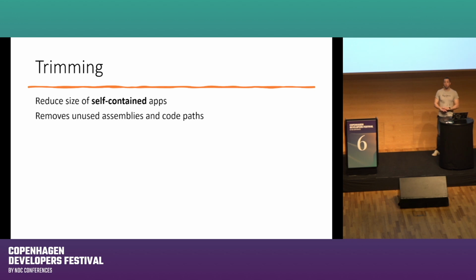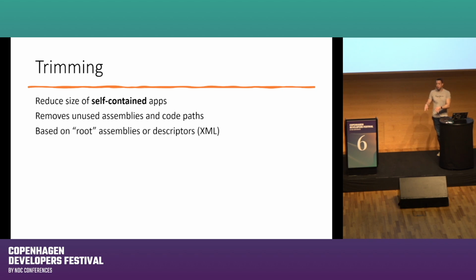So it removes all the assemblies that are not used, but also the code paths that are not used. So you will lose any types that are not accessed, any method that is not accessed, every property that is not accessed. It's basically tree shaking. So it's based on some roots that you can describe, some root assemblies.